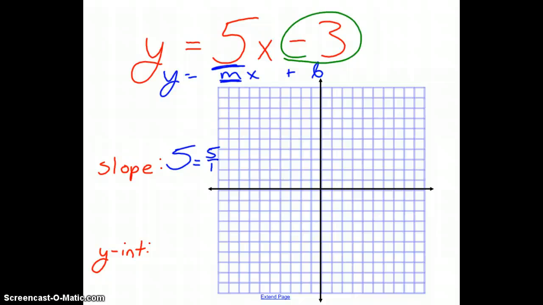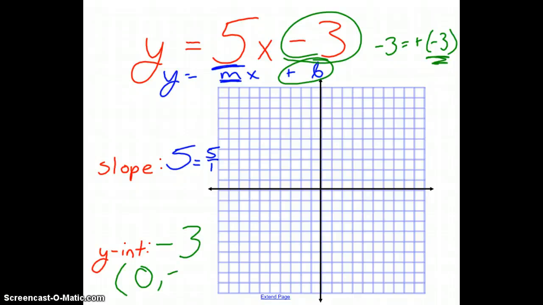They've got minus 3, we want plus b. All that minus 3 is plus negative 3, so our b is negative 3. Our y-intercept value is negative 3, and our point is (0, negative 3). From here, we're just graphing.